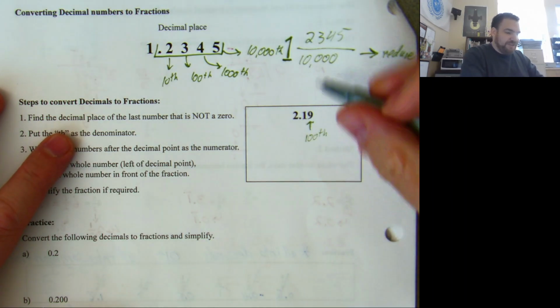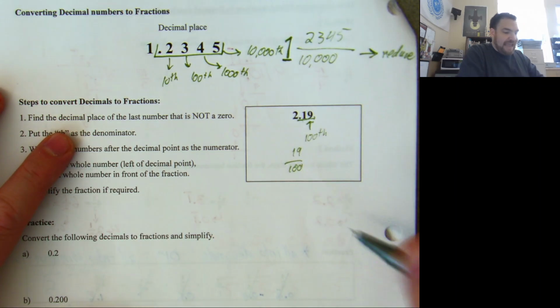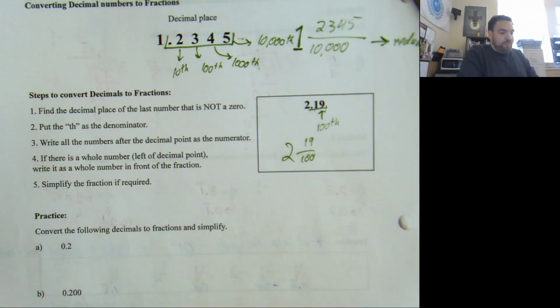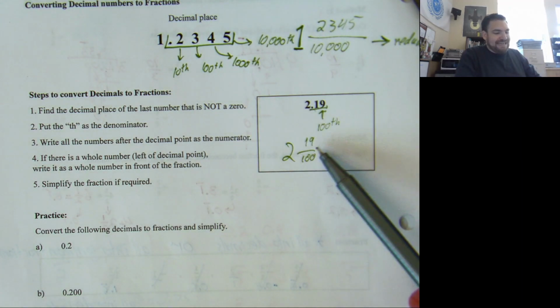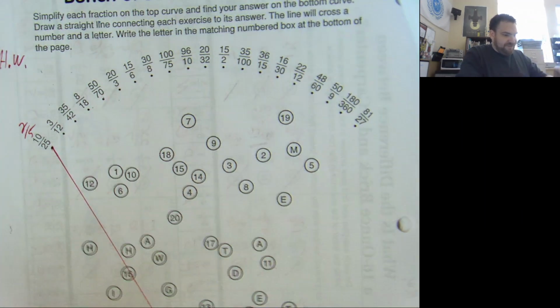So what we're going to do here is take that whole decimal, make it 19 over 100, and the 2 becomes the whole number out front. So that 2.19 is now your mixed number of 2 and 19 100ths. If I wanted to make this improper, it's easy to do. We've done that a little bit already, several days ago.